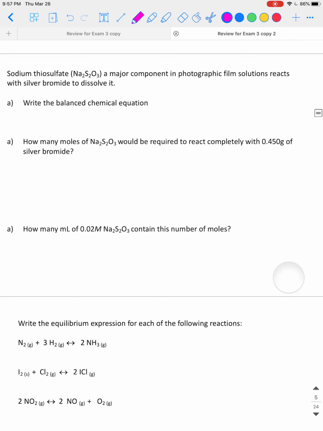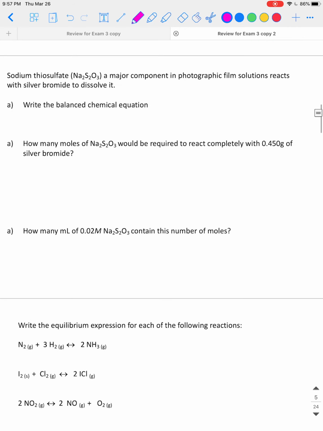All right. I believe this problem, sodium thiosulfate. This is from chapter 9 material.